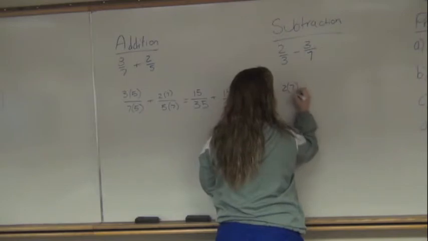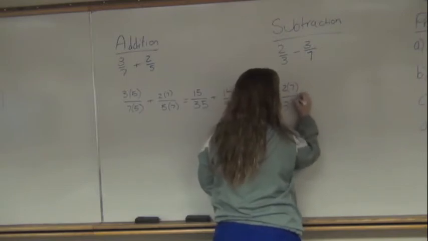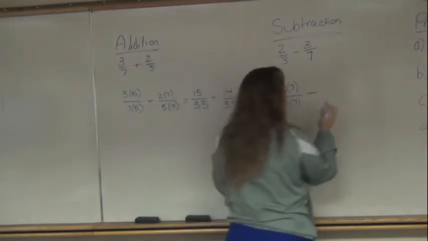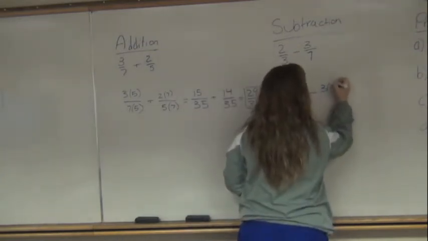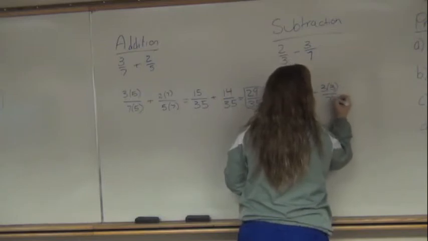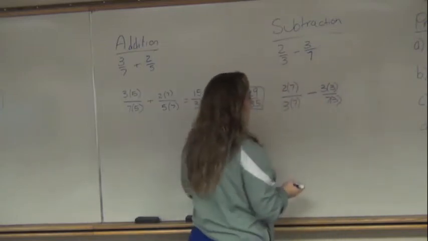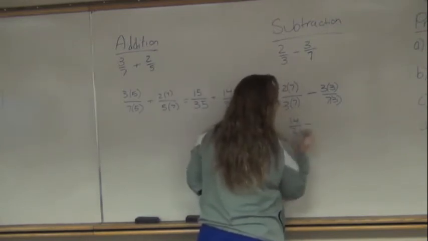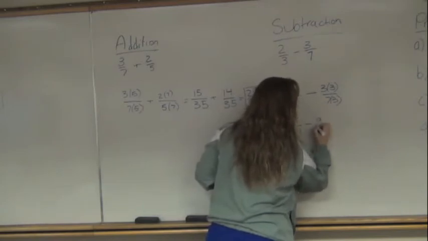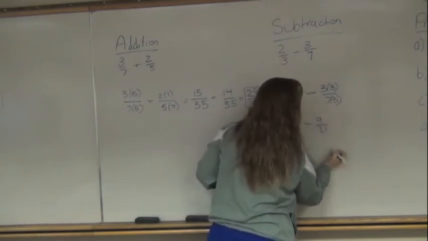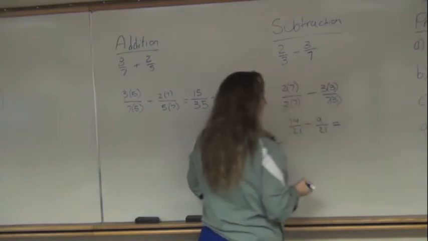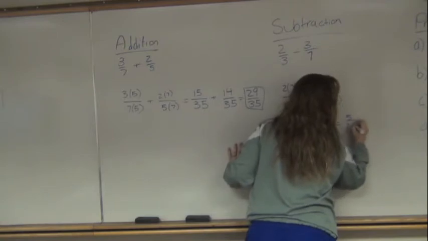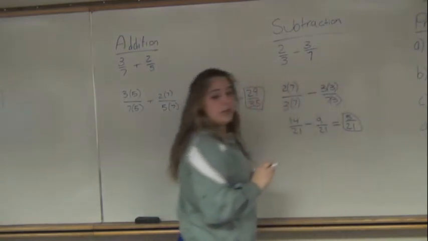2 times 7 over 3 times 7 minus, on this side you would multiply by 3 on both. 3 times 3 over 7 times 3. Okay, so you multiply that out. 2 times 7 equals 14 over 21 minus 9 over 21. And you would get 5 over 21. That is how you do subtraction.